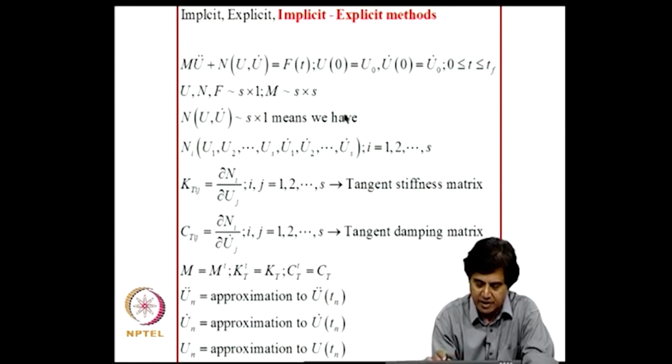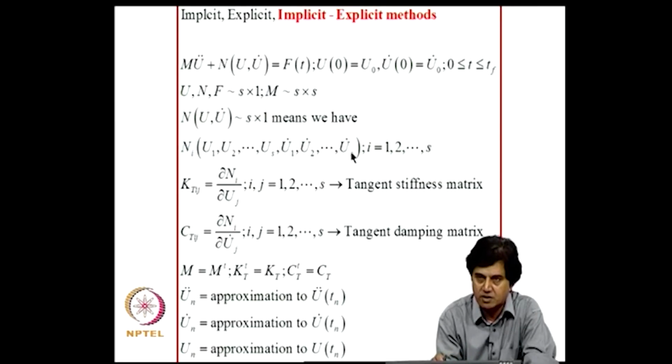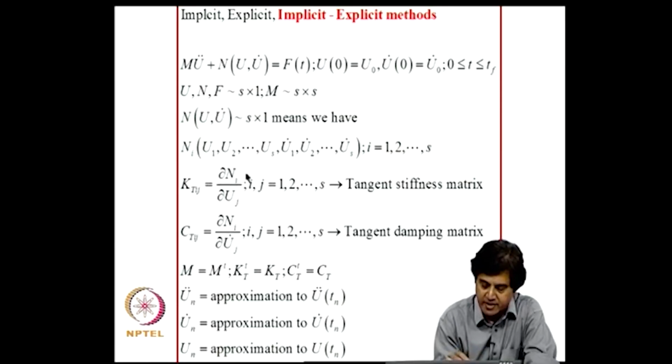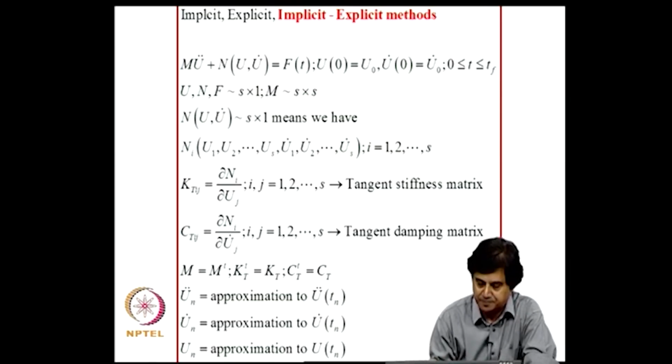S cross 1, which means that there are S number of functions, each one of which is a function of u1, u2, up to uS and u1 dot, u2 dot, up to uS dot. So, i runs from 1 to S. Now, we define what is known as the tangent stiffness matrix, where we differentiate the nonlinear term with respect to uj. So, the ith function differentiated with respect to uj will give me the ijth element of the tangent stiffness matrix. Similarly, we talk about a tangent damping matrix, where I differentiate Ni with respect to uj dot and I get Ct ij. So, this is the tangent damping matrix.